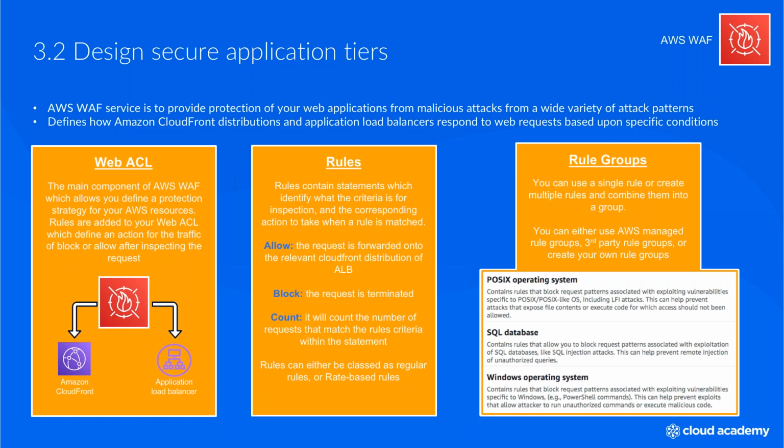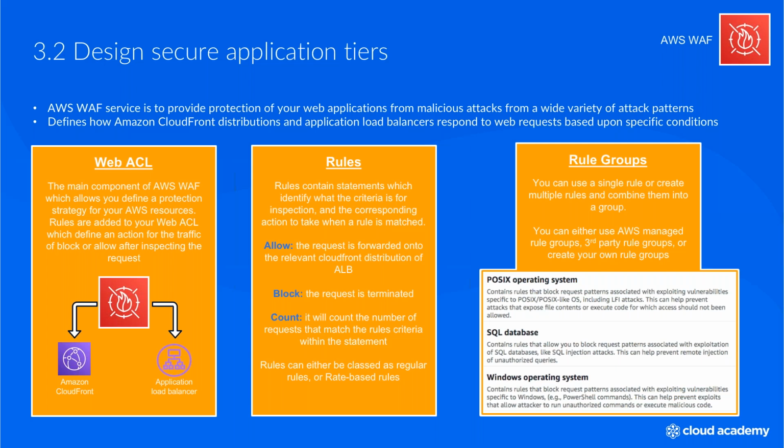There are 3 main points that you should be aware of when it comes to WAF. These being the Web Access Control List, the rules, and also the WAF rule groups. So the Web ACL, the Web Access Control List, can be considered the glue that essentially holds all the other components together and is the main component of WAF. It allows you to define a protection strategy for your AWS resources in your account, and this is done by adding rules to it. And these rules define an action for the traffic, which is either blocked or allowed after inspecting each request.